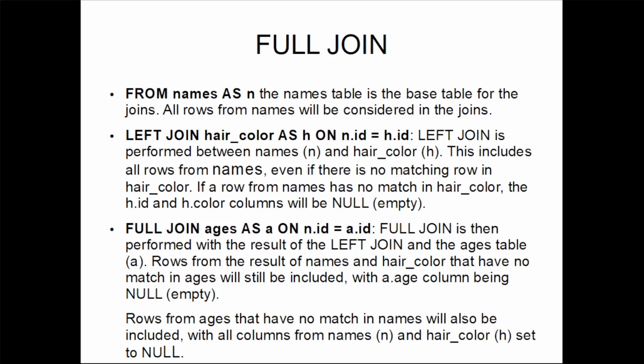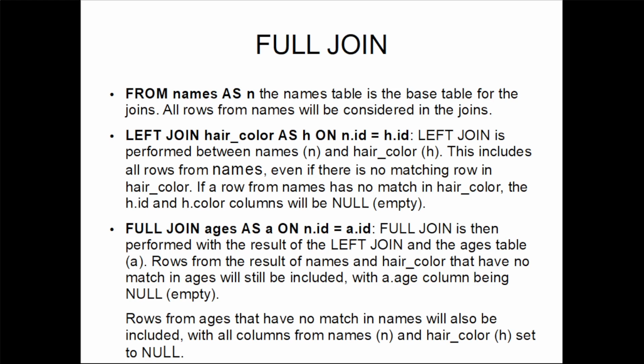From names: the names table, aliased as n, is the base table, serving as the starting point for all joins. All rows from names are included in the query, forming the foundation for subsequent joins. Left join hair_color as h on n.id equals h.id: a left join is performed between names, n, and hair_color, h. This includes all rows from names, even if there is no matching row in hair_color.